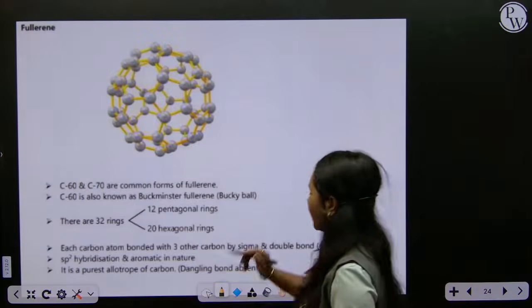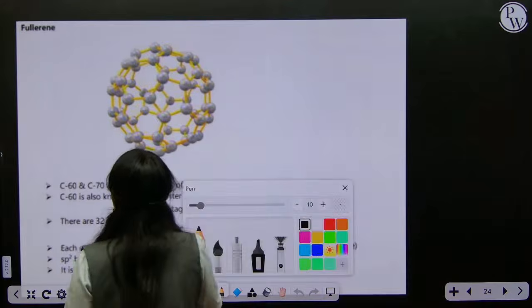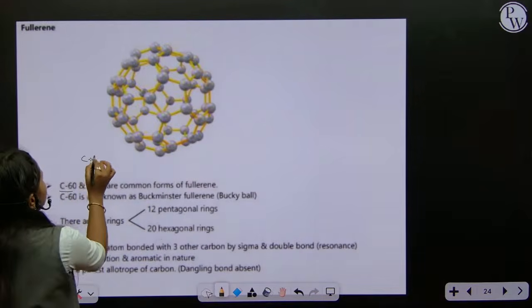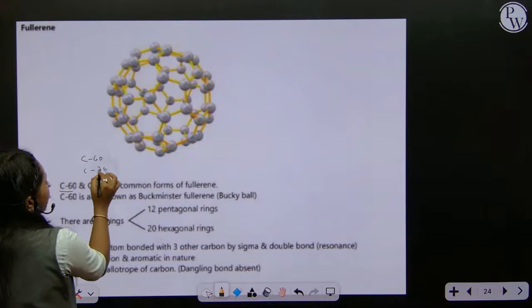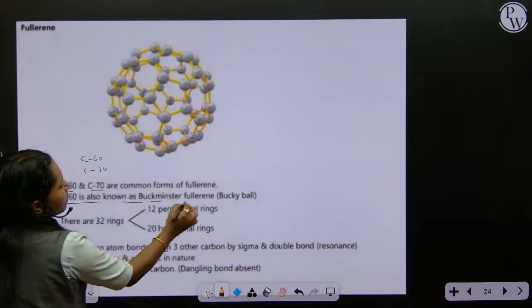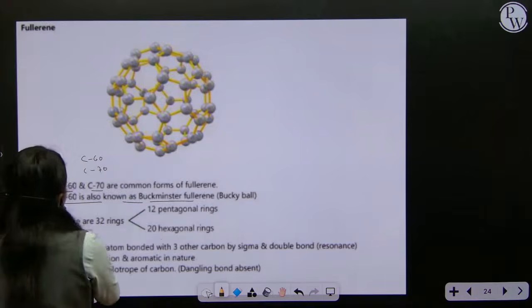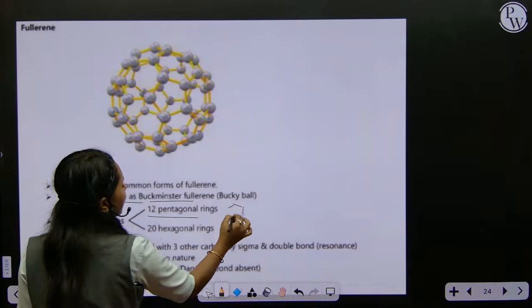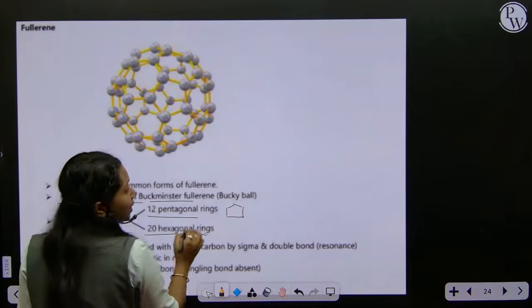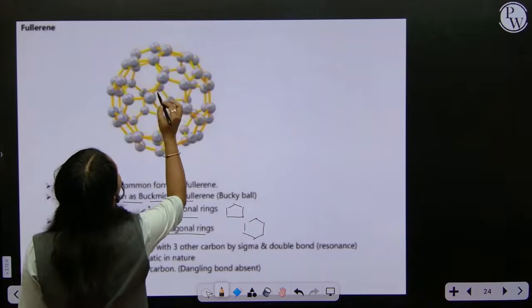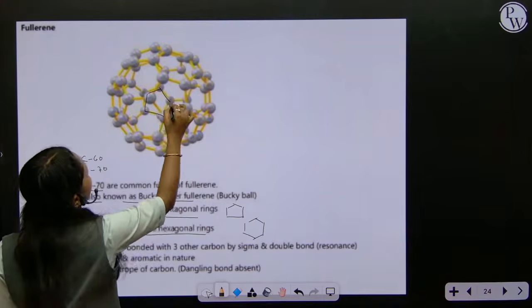Now fullerene. Fullerene is C60 and C70, the common forms of fullerene. C60 is also known as Buckminsterfullerene. There are 32 rings, 12 pentagons and 20 hexagons. Pentagon means like this, hexagon means like this.